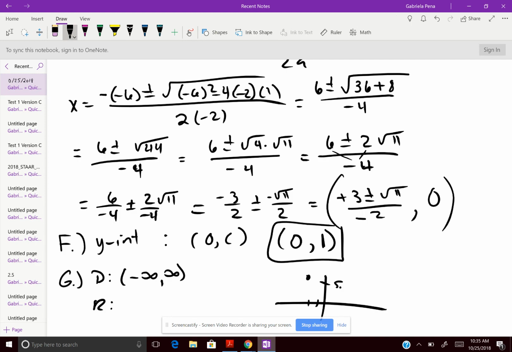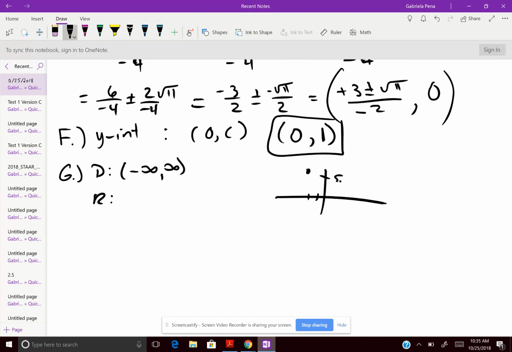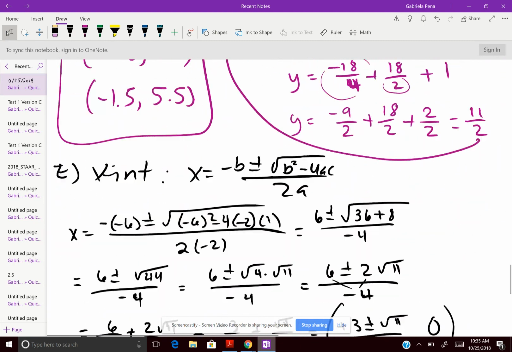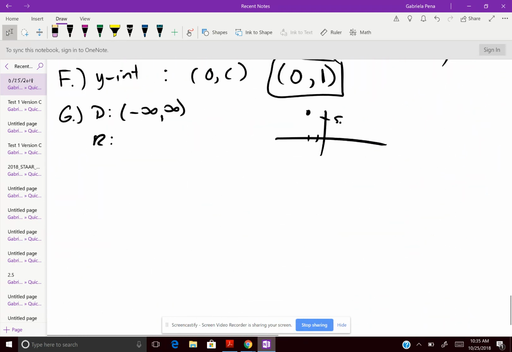Which way does it open? Up or down? Oh, it's down. So my range is going to be negative infinity to 5.5. If you're opening down, you have to start with the negative infinity. If it opens up, then it's the positive.